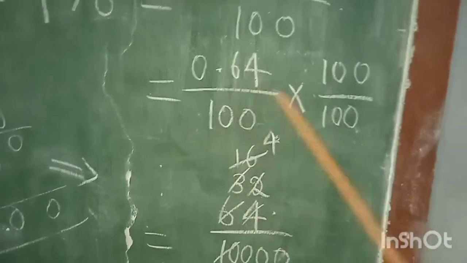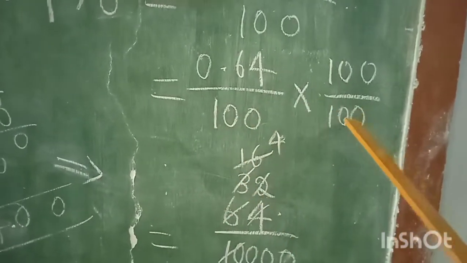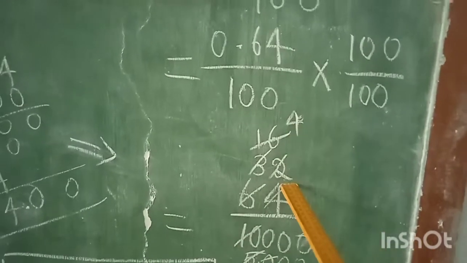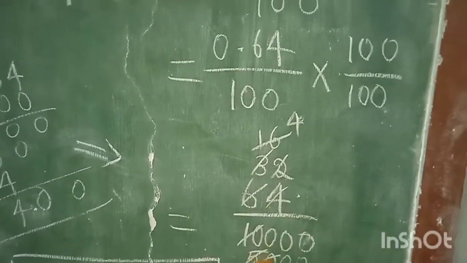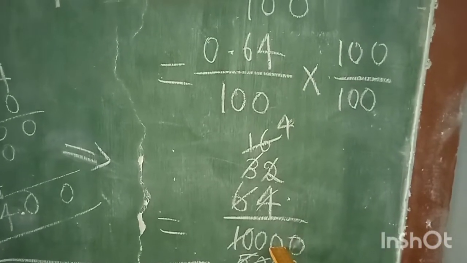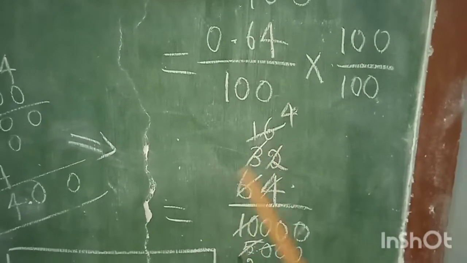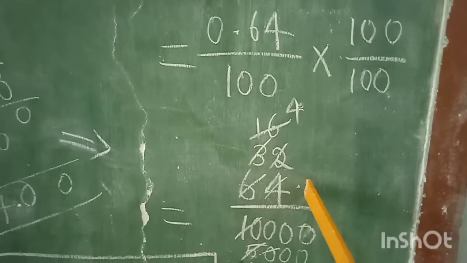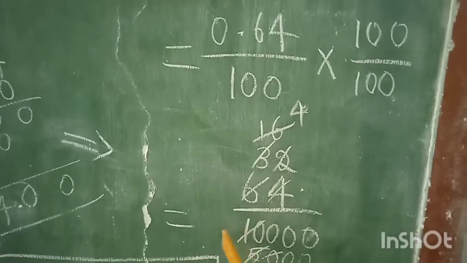Okay, so in the denominator 100 into 100, we are getting 10,000. So 64 divided by 10,000 we are getting in the next step. Now we are going to do the cutting method. First we have to take a common multiple. Here 64 and 10,000 are there.